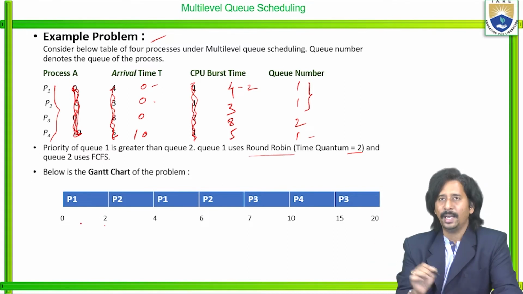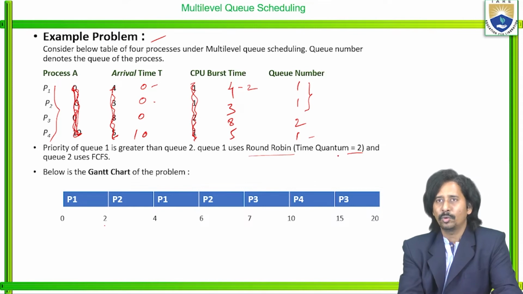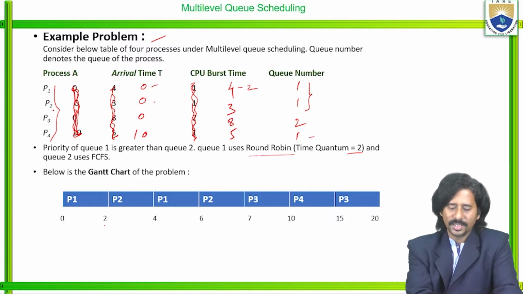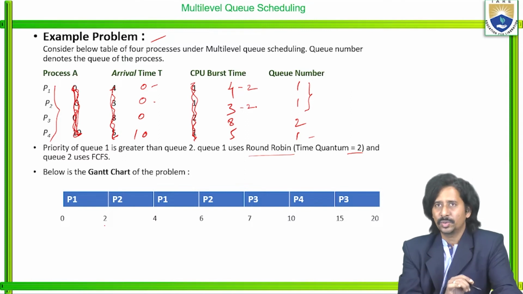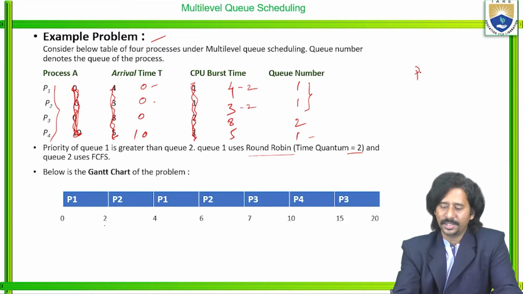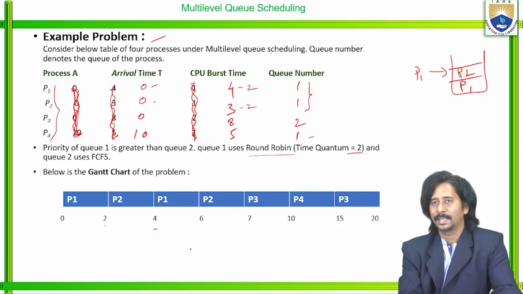Now P1 is preempted because this is round robin. After the time quantum of 2 milliseconds expires, the process automatically enters the waiting state of the ready queue. Now what is the next process? P2. The total CPU burst time of P2 is 3, but according to the time quantum, it executes only 2 milliseconds. So P2 executes 2 milliseconds. Now P2 also enters the waiting queue. 2 plus 2, 4 completed.